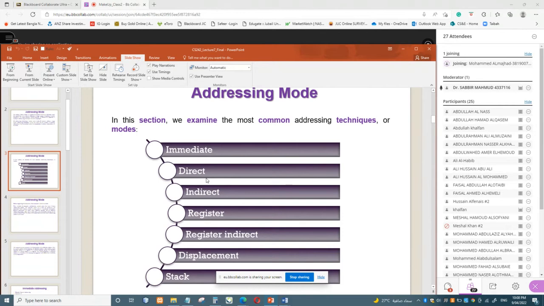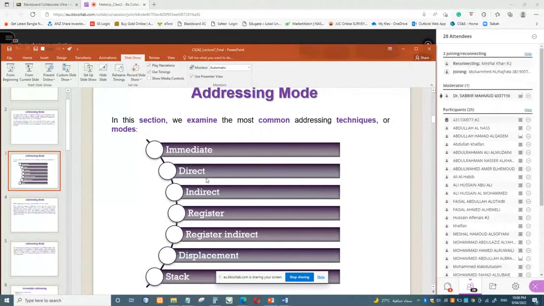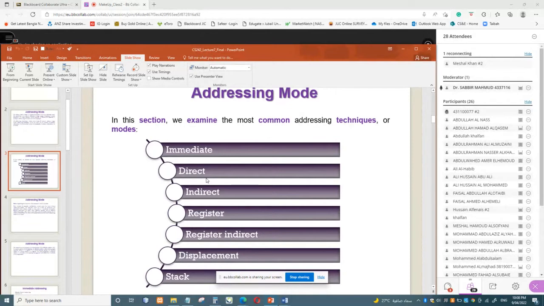Now remember, every computer architecture uses either two or three of the six addressing modes. I don't think any one of the architectures uses all six addressing modes, but most architectures use at least three or four. Three or four addressing modes are used by most architectures. So we need to understand what those addressing modes are.